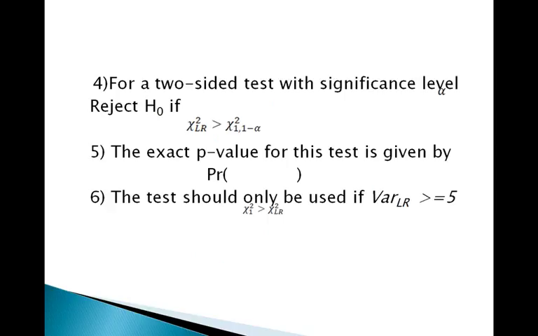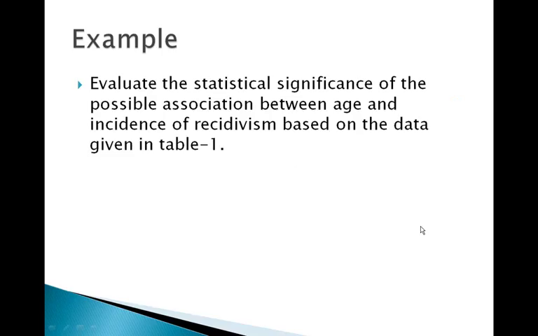For a two-sided test with an alpha value of 0.05 typically, we would then compare the chi-square that was obtained, and the exact p-value for this test would be the probability of the chi-square with 1 degree of freedom being greater than or equal to the chi-square of this log rank. We are again only using this when the variability of the log rank is greater than or equal to 5.